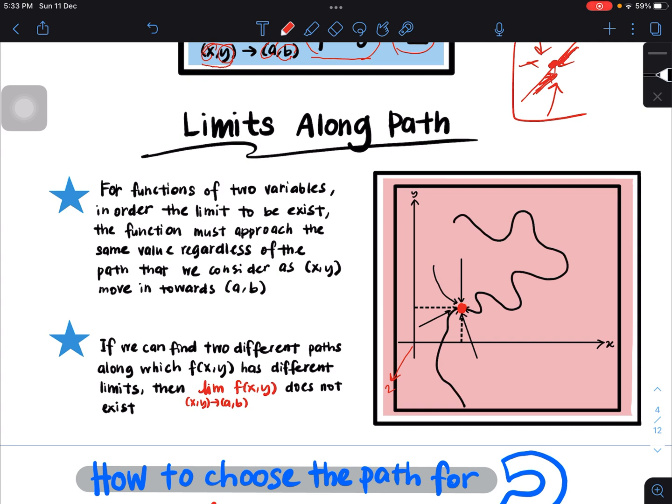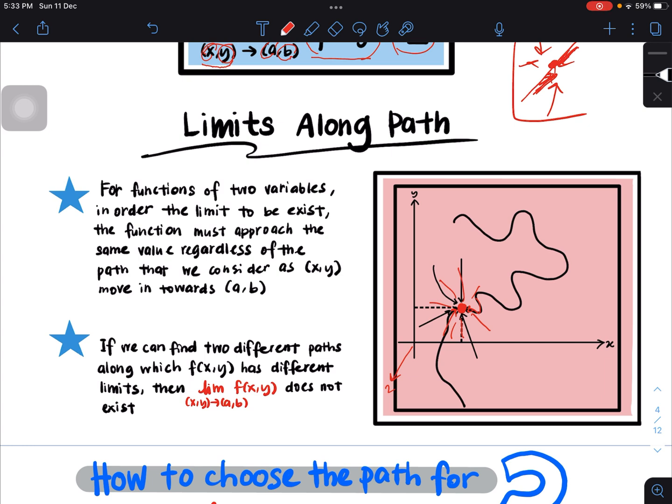The limit might come from the left, from the right, and also from all directions here because it involves a surface. We can see it from the back, from the front, from the left, from the right, and all the angles around the point.